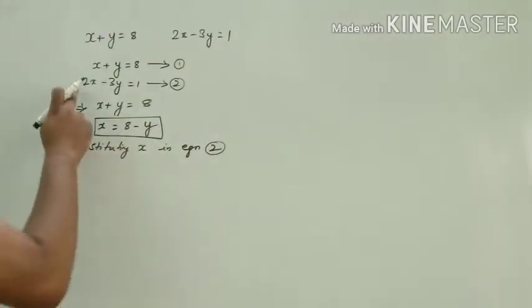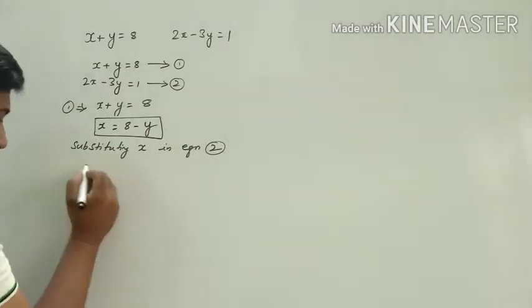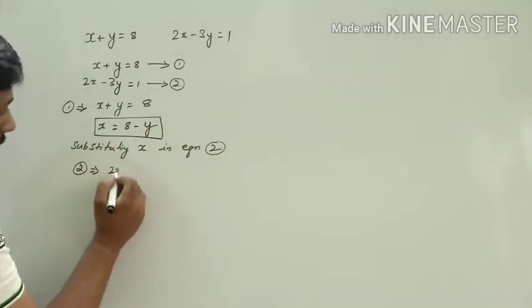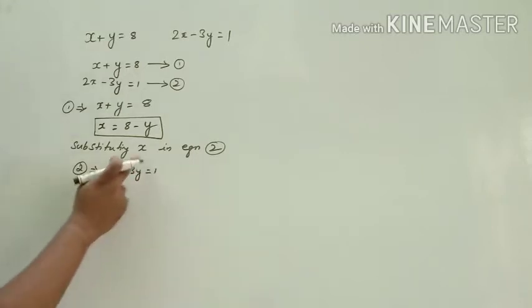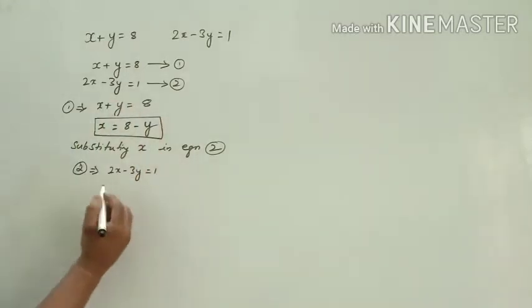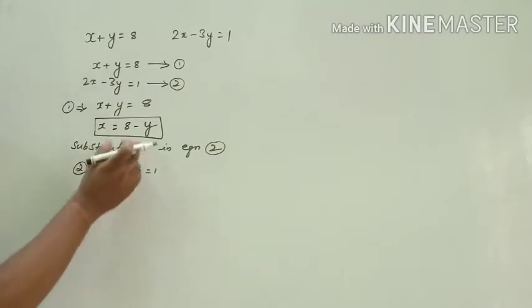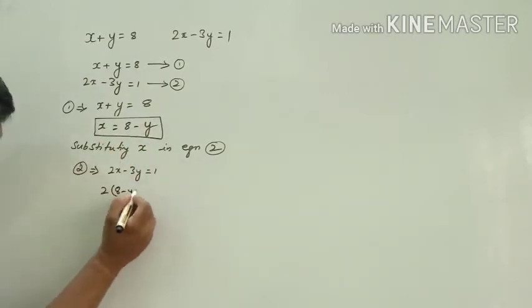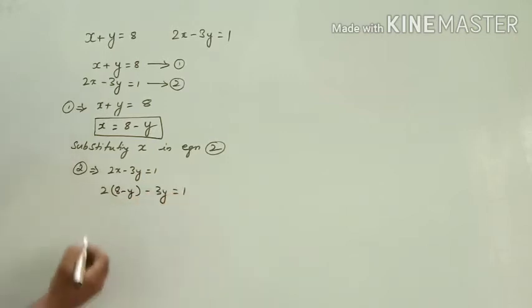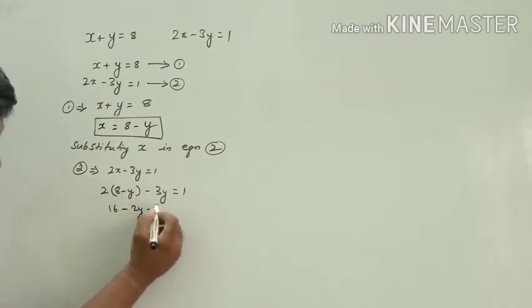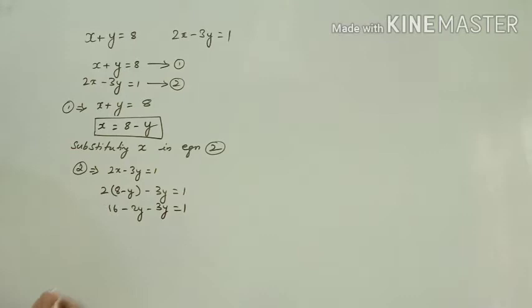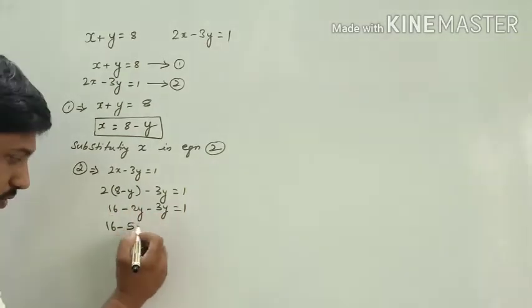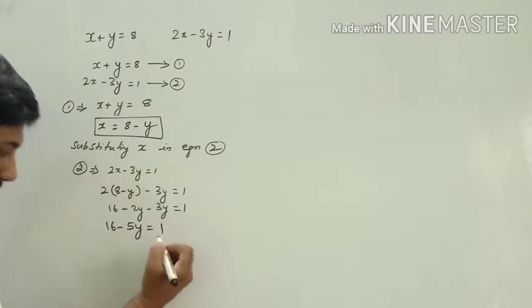Which is equation 2? 2x minus 3y is equal to 1. Now I am going to substitute the value of x in this equation, that is 2 into, in the place of x I am going to put 8 minus y. So 2 times 8 minus y, minus 3y is equal to 1. Now 2 into 8 is 16, minus 2 into y is 2y, minus 3y as it is, that is equal to 1. So 16 minus 2y minus 3y, both are the same sign, so we can add up. So it becomes minus 5y, that is equal to 1.